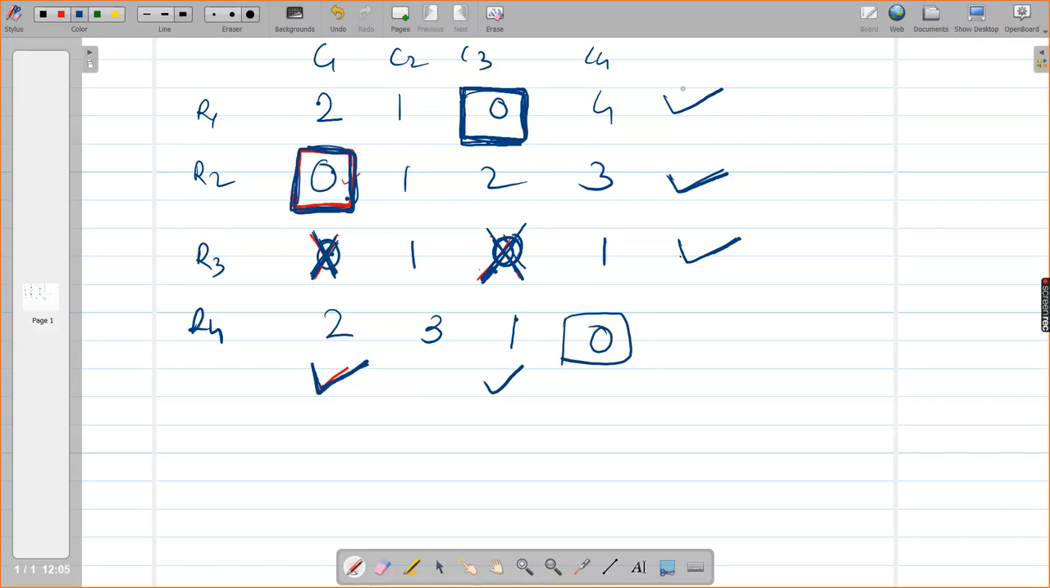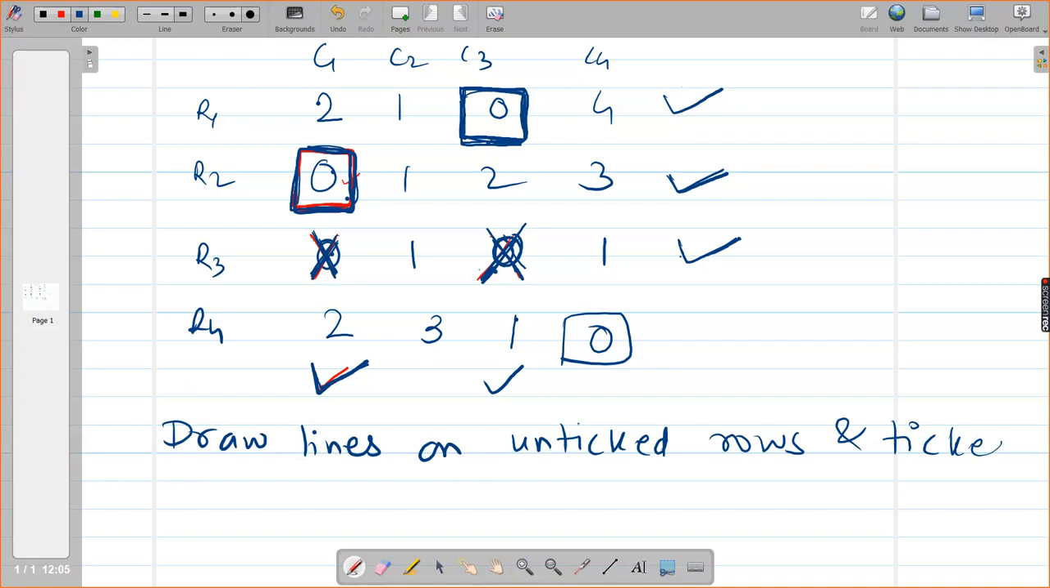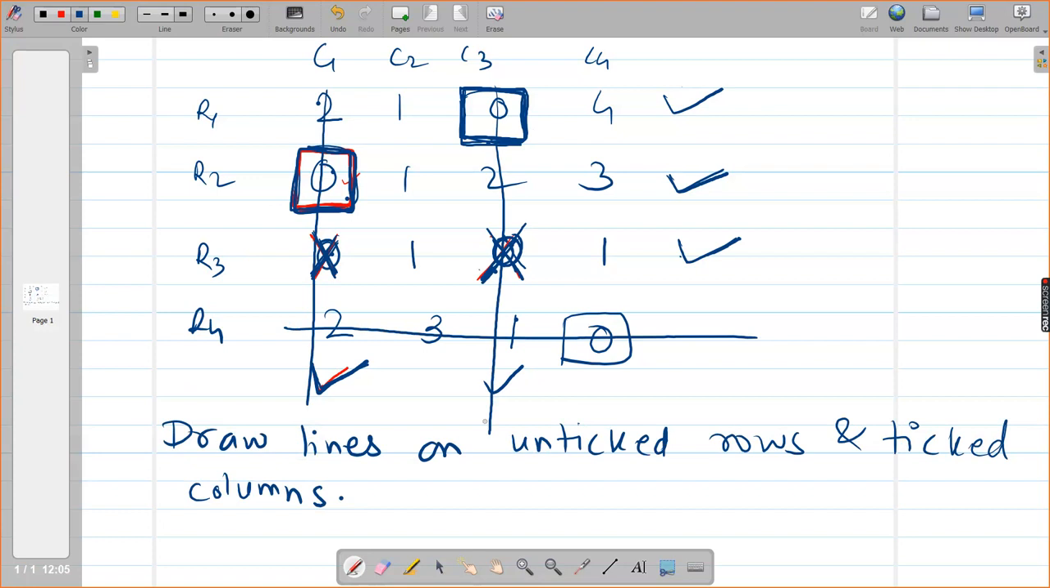Yes, ma'am. Now draw lines on unticked rows and ticked columns. Unticked rows and ticked columns. So unticked row कौन सी है? ये row है. And ticked columns कौन से है? 1 and 2. So do you observe that every zero lies on at least one line?